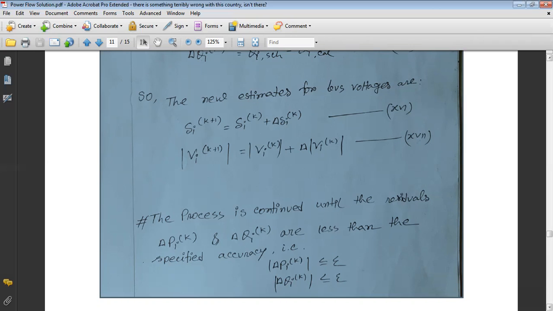So this is a complex process, and it takes a large amount of computer memory, but it is a high convergence rate method. Around 3, 4, or 5 iterations, we can find our desired solution. So this is all about the Newton-Raphson method.